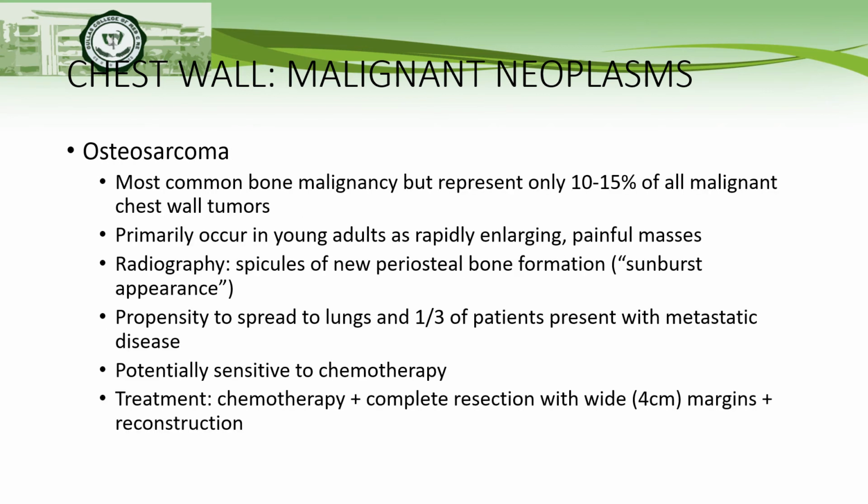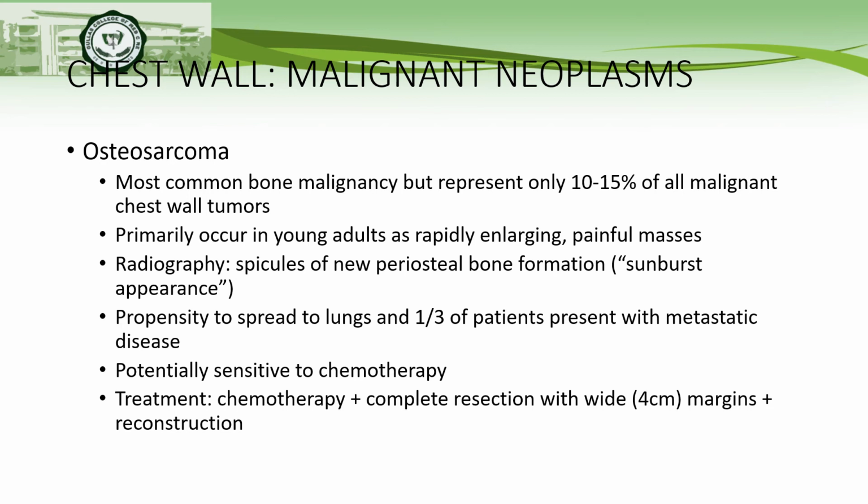Next is osteosarcoma. So this is the most common bone malignancy, but they represent only 10 to 15% of all malignant chest wall tumors. So this is not a common chest wall tumor, but this can occur.